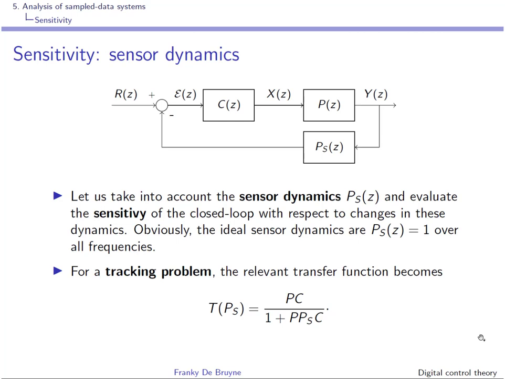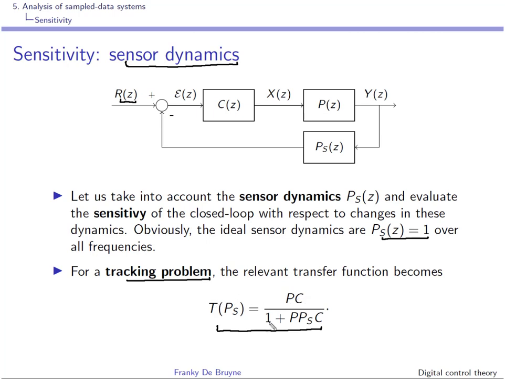In the next two slides, we look at the sensitivity for a tracking problem if we take into account the sensor dynamics. Obviously, the ideal sensor dynamics here is 1 over all frequencies, but in practice this will not be the case. If you consider the tracking problem and you compute the transfer function from the reference input, the set point, to the output, this is the transfer function that we will obtain.